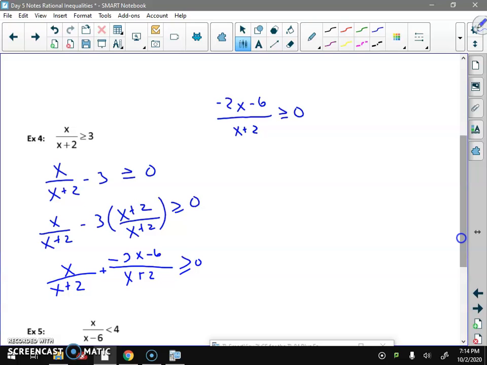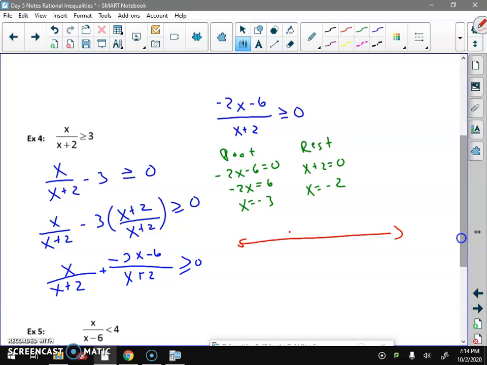Now we're ready for our root. That graph would cross the x-axis at -3. We're ready for our restriction. It would be undefined at -2. So if I change that to a plus-minus line, it's a very small interval in the middle between -3 and -2. But again, we have that sign change idea.